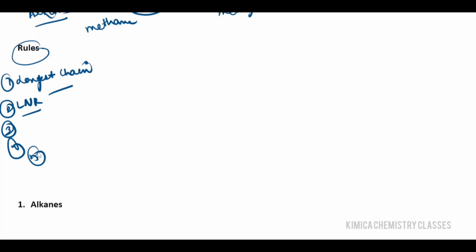The substituents are named in alphabetical order, so the names are methyl, dimethyl, trimethyl; they are all considered to start from their alphabets. The last rule is the proper way of writing: a number and a letter are separated by a hyphen and numerals by a comma, and then the entire name is written as one complete word. From examples we are going to understand this.